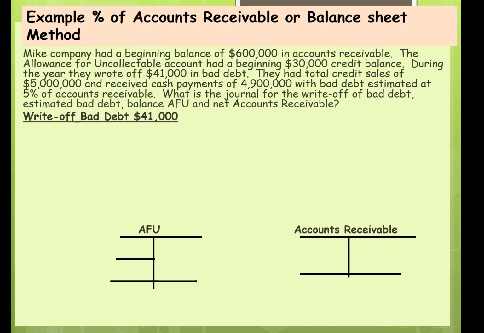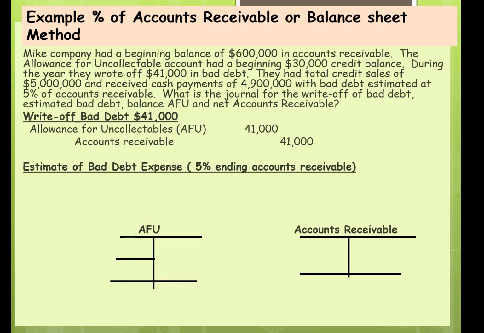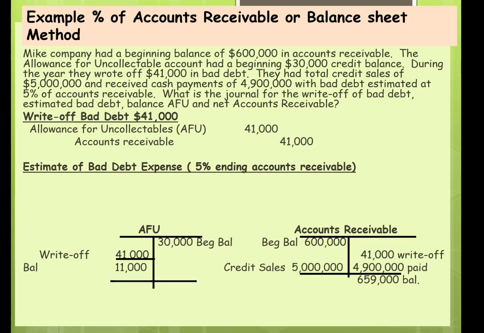Now let's look at percentage of accounts receivable or the balance sheet method. Same problem. We would write off our bad debt, again, to the allowance account. Then we would estimate our bad debt, which is 5% of accounts receivable. So what we need to do is figure out what is our balance in accounts receivable, which is $659,000.